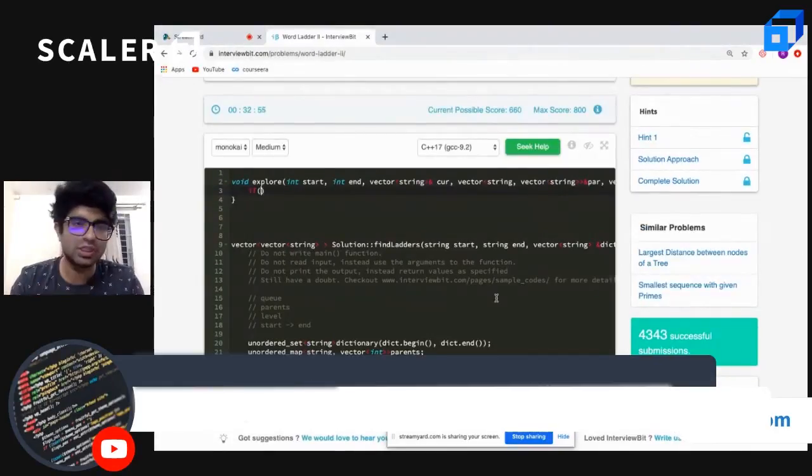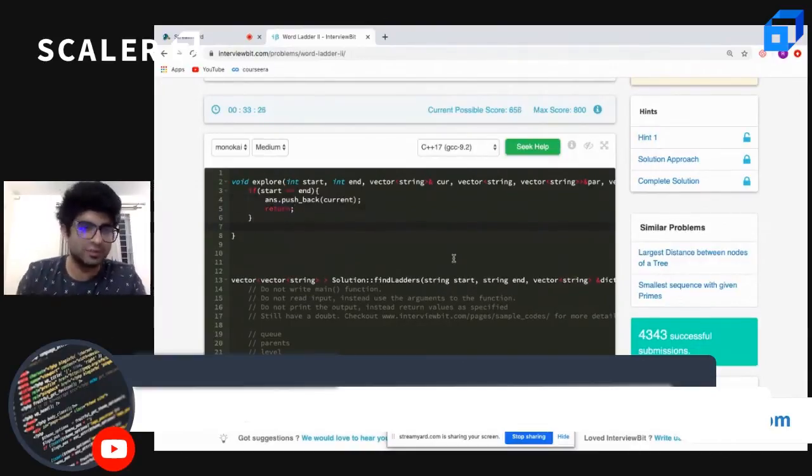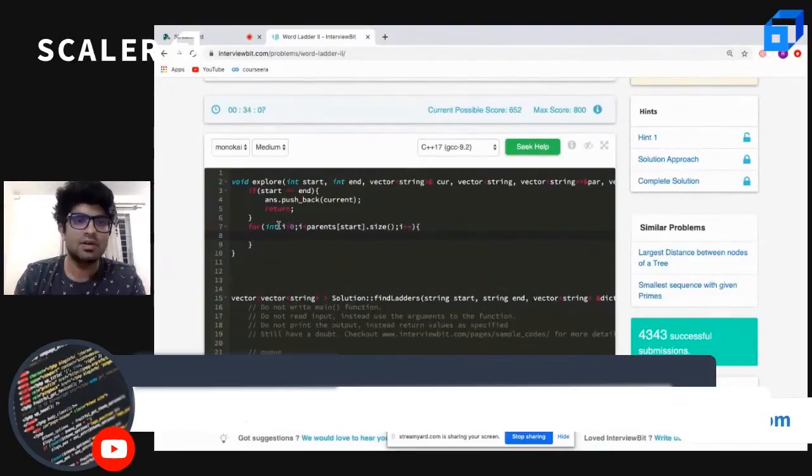Now, what sort of logic should come here? The first thing that will come here is, if I end up from a particular node at the other node, basically from start to the end, that means I have explored one path. So I need to push that particular path into my answer vector, and I can return from here because I need not explore any further. Otherwise, from any particular state, let's say I am at the given start, I need to explore all its parents and move to its parents. So for int, let's say I iterate over all the parents of start. And what I can do first is push that particular parent into my path.